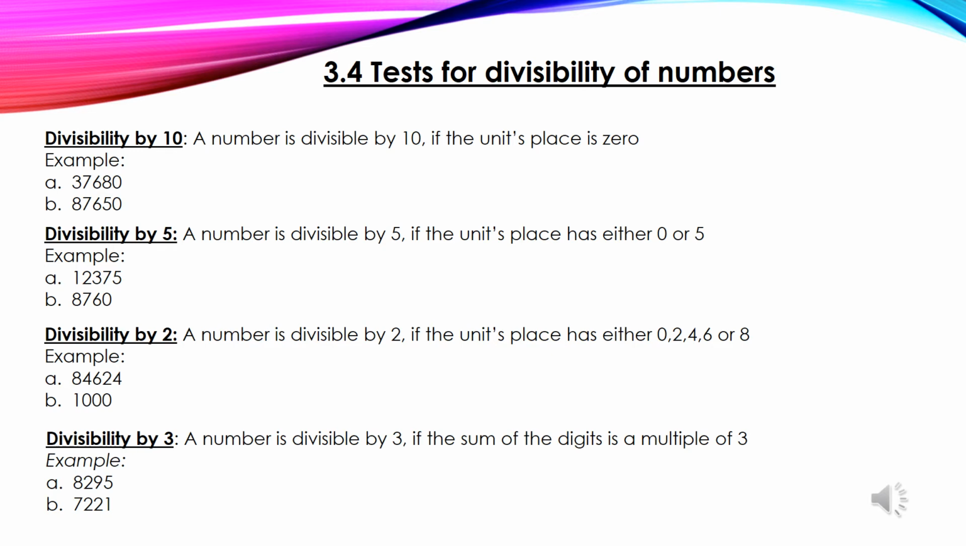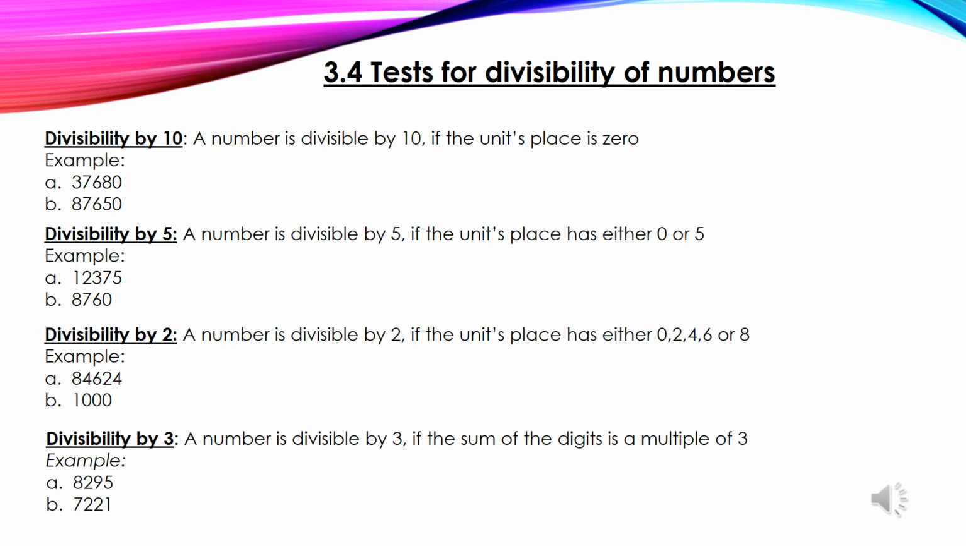For example, in the first case, I took 8295 as a number. Now we need to check whether this number is divisible by 3 or not. First we have to add all the digits of the given number. 8 plus 2 gives 10, 10 plus 9 is 19, 19 plus 5 gives you 24. So the sum is 24. Here 24 is a multiple of 3. So the complete number is also divisible by 3. Means 8295 is divisible by 3.